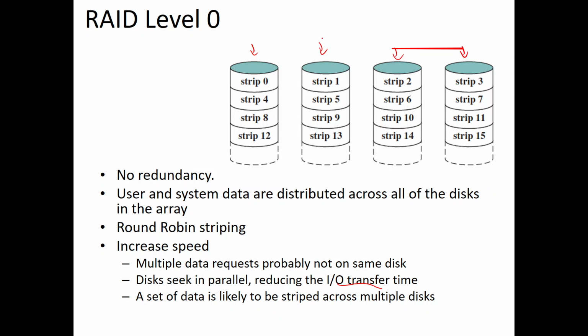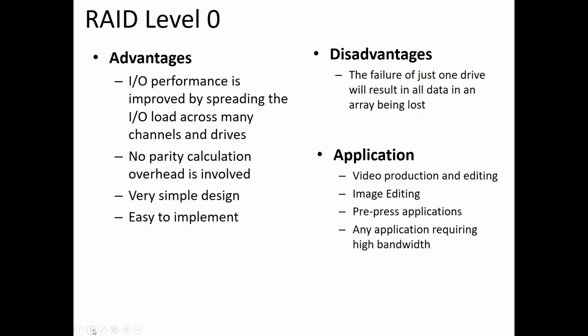Okay, so multiple request may be on a multiple strip. So that's why dia punya performance dia tinggi lah. Kita panggil very high large I/O data transfer capacity. So a set of data is likely to be striped across multiple disks. Okay, so the advantages is that the I/O performance is improved by spreading the I/O load across many channels and drive. No parity calculation overhead is involved.